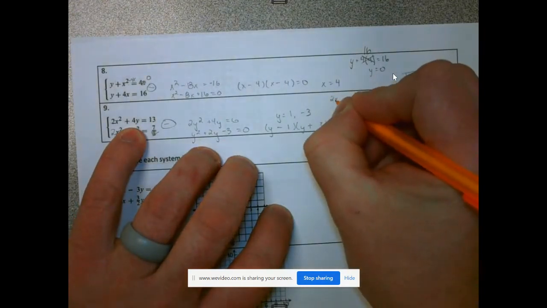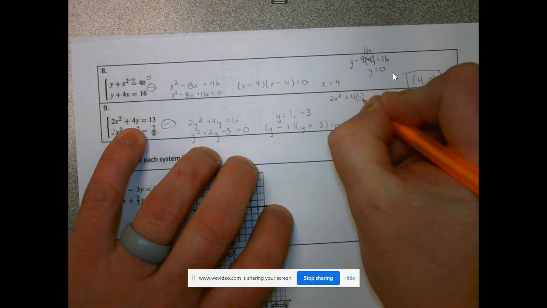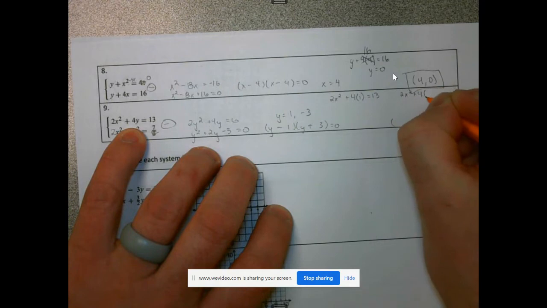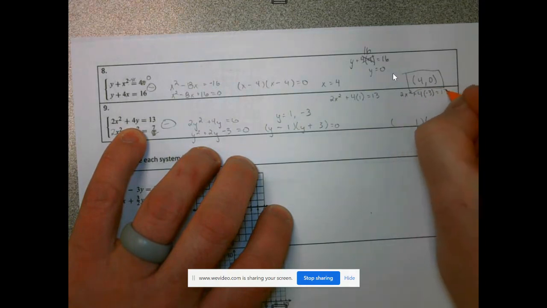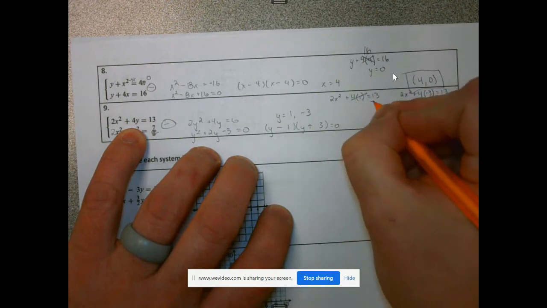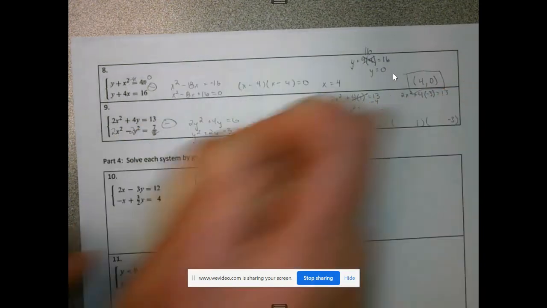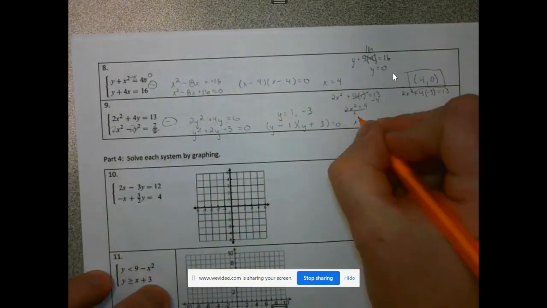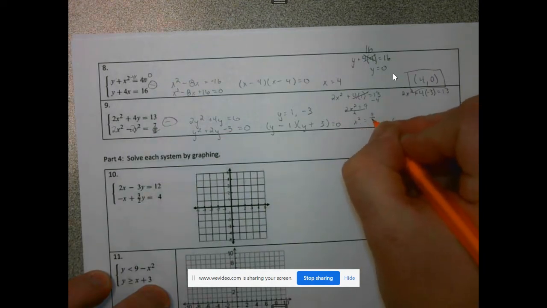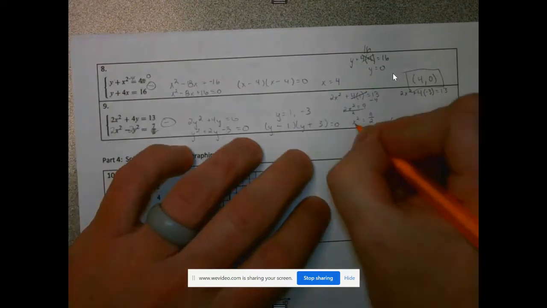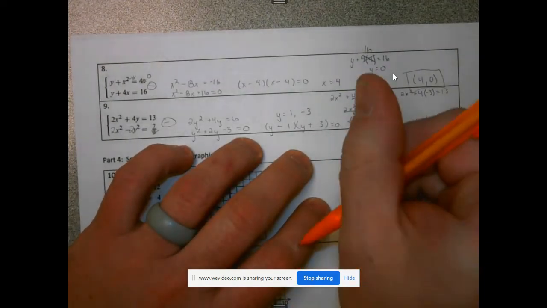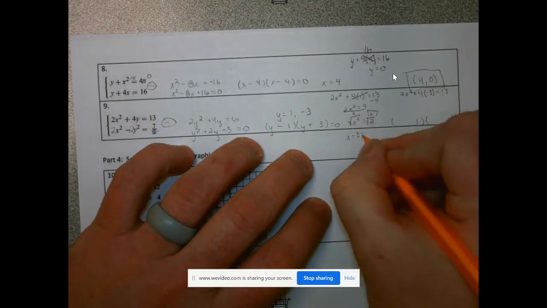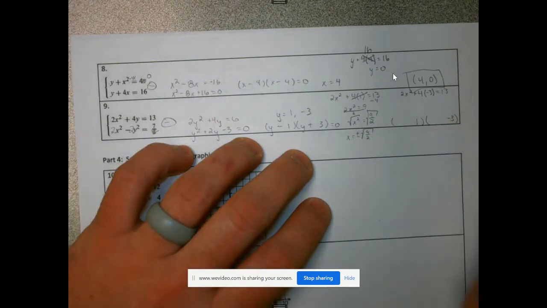So you have 2x squared plus 4 times 1 equals 13. And you have 2x squared plus 4 times negative 3 equals 13. So this is 4, so minus 4. So you have 2x squared equals 13 minus 4, which is 9. Divide by 2. x squared equals 9 over 2. And then take the square root. So you have x equals plus or minus the square root of 9 over 2. So there are two answers there.